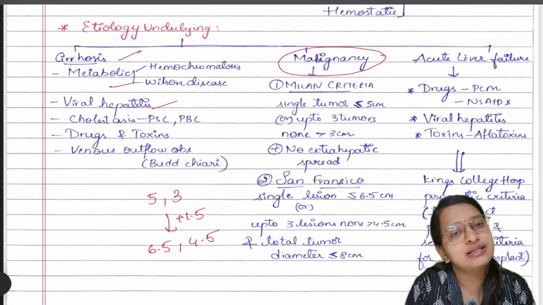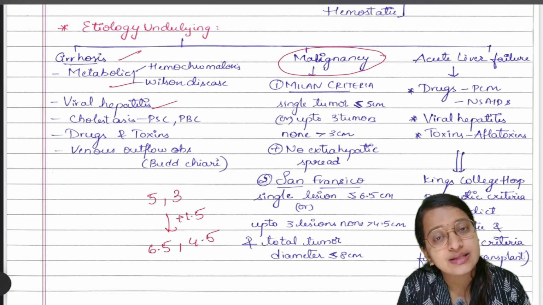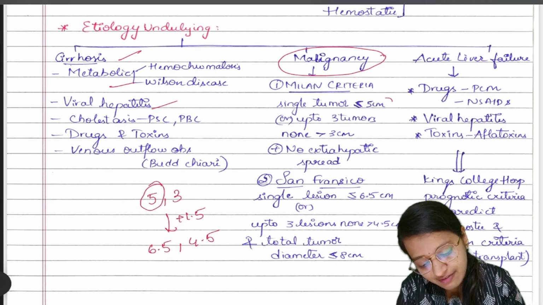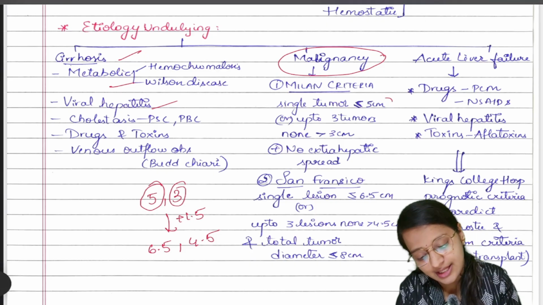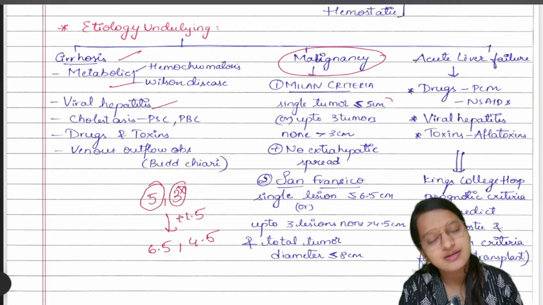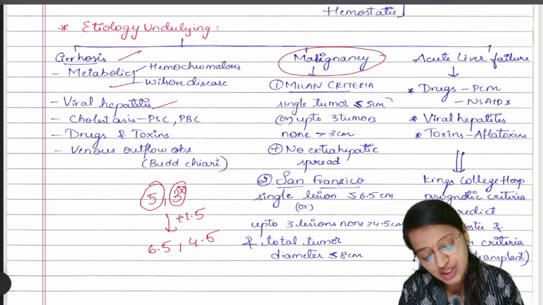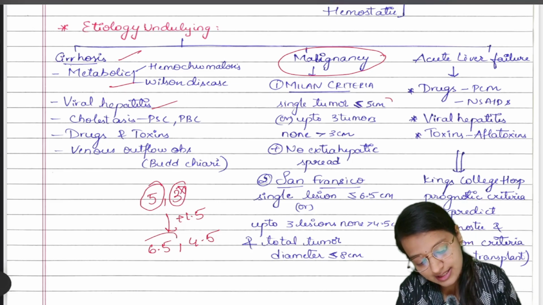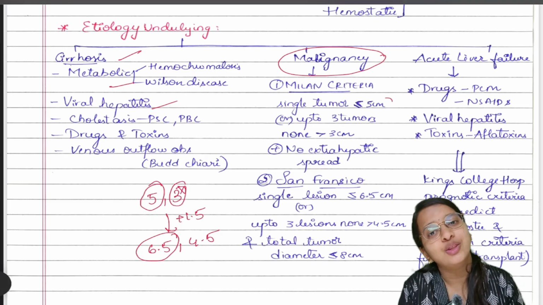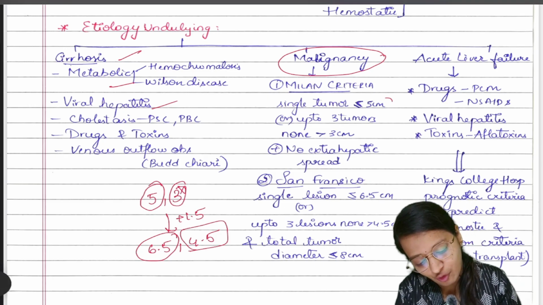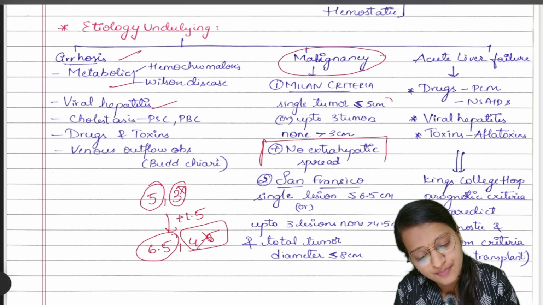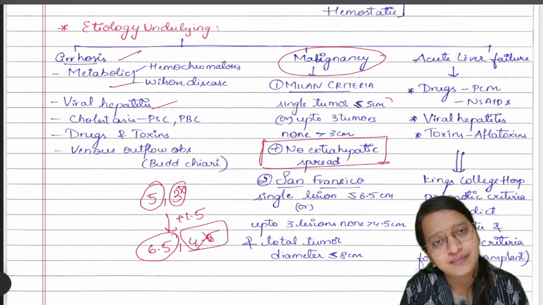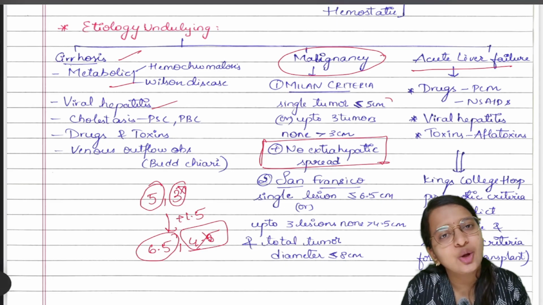So what are these numbers? In Milan criteria, a single tumor has to be less than 5 centimeter, or up to 3 tumors, none greater than 3 centimeter. In San Francisco, the same thing, but the numbers change: single lesion less than or equal to 6.5, or 3 tumors, none greater than 4.5. And in these two criteria, there shouldn't be any extrahepatic spread. Coming to the third cause, acute liver failure.